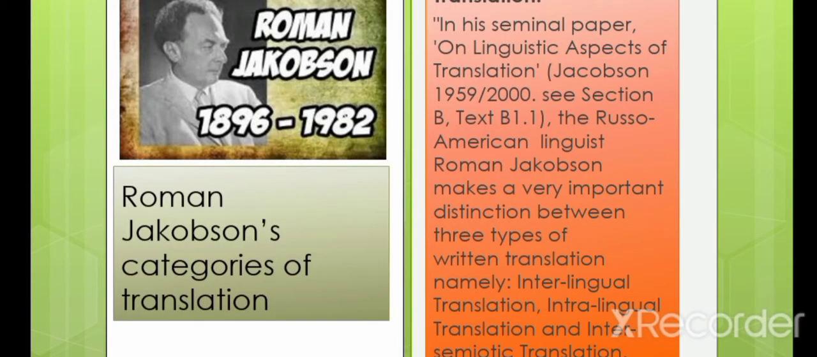categories of translation. Roman Jakobson was a linguist. He gave us 3 categories of translation. So let's discuss them. In his seminal paper on linguistic aspects of translation, the Russo-American linguist Roman Jakobson makes a very important distinction between 3 types of written translation, namely interlingual translation, intralingual translation, and intersemiotic translation.